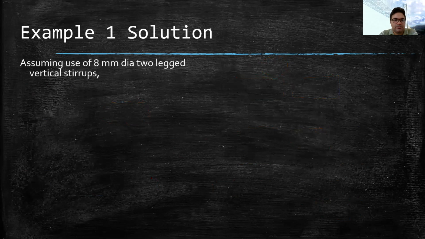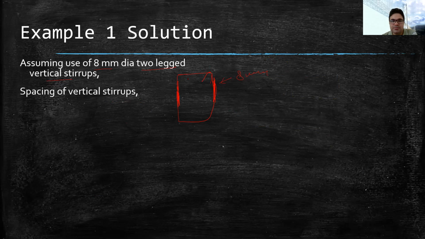So now for vertical stirrups, first we have to assume the diameter of the stirrups. So we are assuming that we are using 8 mm dia, two-legged vertical stirrups. Which means if the stirrup is like this, this is one leg and this is the second leg, and the dia of this stirrup is 8 mm. Okay, so the only thing that we have to find out in case of stirrups is the spacing, and we will find out spacing from four criteria as I have mentioned in the steps.